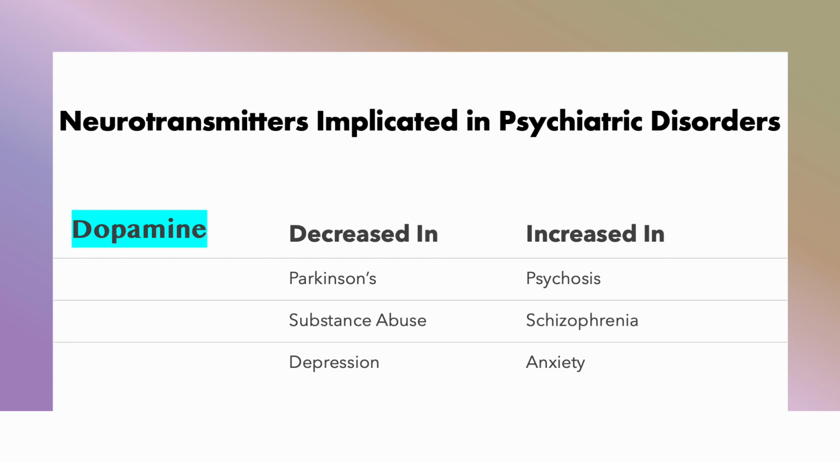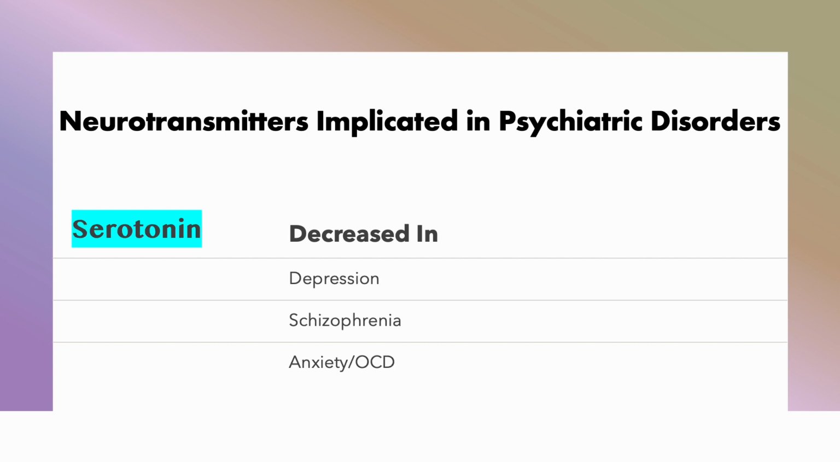Dopamine is increased in the context of psychosis, schizophrenia, and anxiety. There's too much dopamine in psychosis, schizophrenia, and anxiety. Serotonin is thought to be decreased in depression, schizophrenia, and obsessive-compulsive disorder.